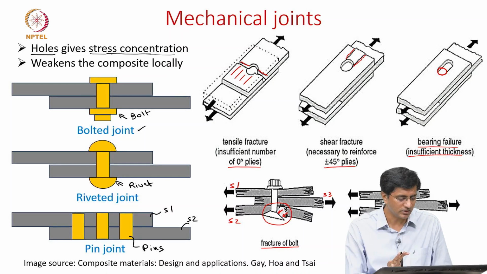So in summary, these are the different mechanical joints people use in composites, as well as the commonly occurring failure modes. We also tried to show how we can minimize most of these commonly occurring failure modes.